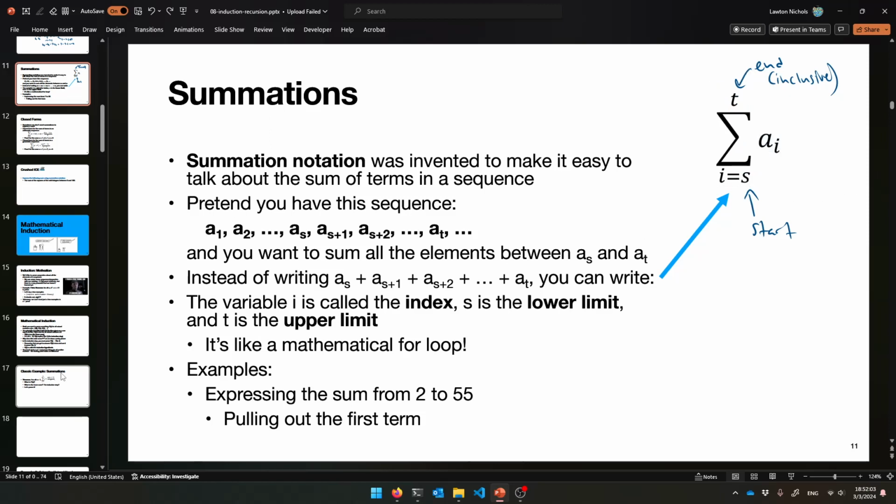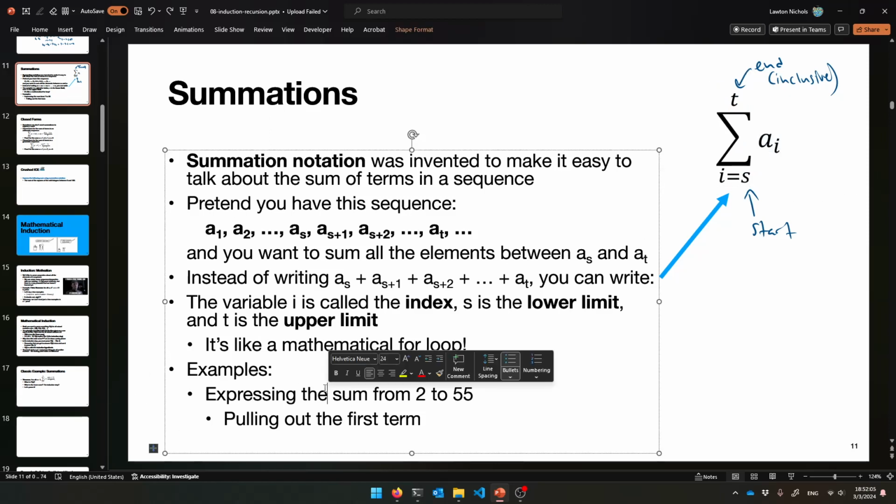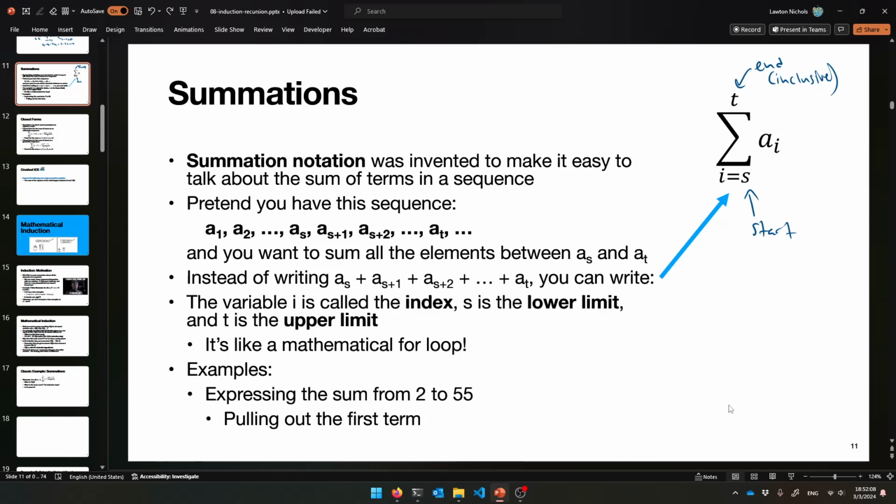All right. So let me have some examples here. Let's express the sum of the numbers 2 to 55. All right. So you could totally write it like this. This is the number that I want. I want to calculate 2 plus 3 plus 4 plus ... plus 54 plus 55.